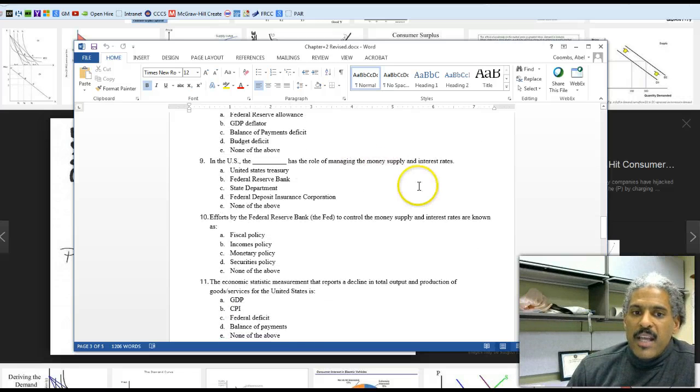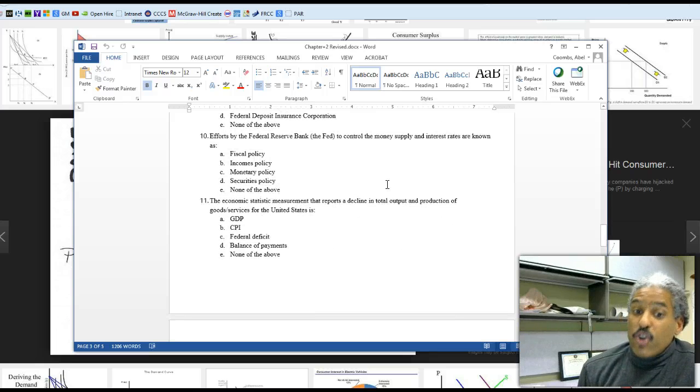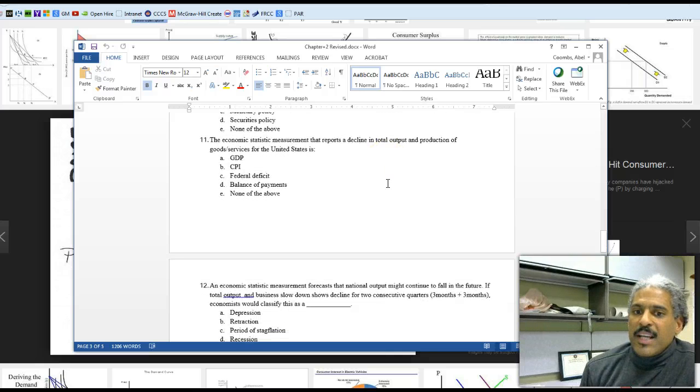In the United States, blank has the role of managing the money supply and interest rates. B, the Federal Reserve Bank. I'll elaborate on Tuesday concerning these areas. Let's continue on. 10. Efforts by the Federal Reserve Bank to control the money supply and interest rates are known as C, monetary policy.